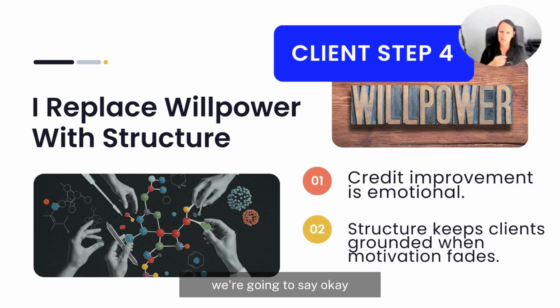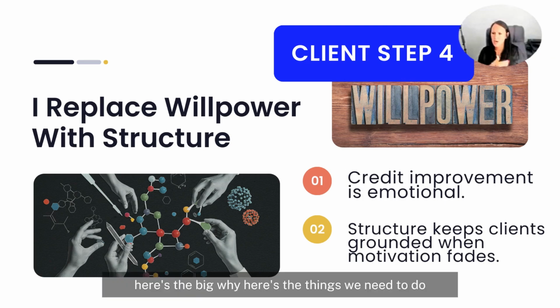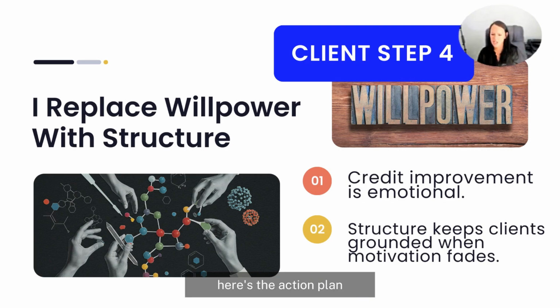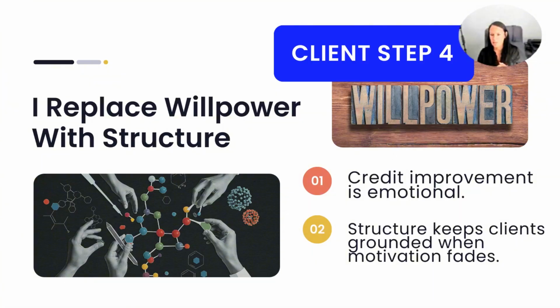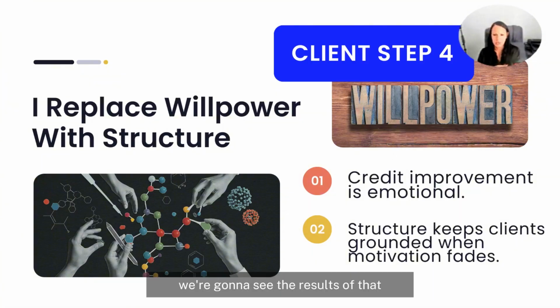We're going to say, okay, this is your goal. Here's the big why. Here's the things we need to do. Here's the action plan. We're going to go down this list. I'm going to give you 2 things each month that we're going to hone in on. You can do as many as you want, but these 2 things we have to have done for the next 30 days. In 30 days, we're going to check that, we're going to see the results of that, and we're going to have another 30 days. The faster that we can get through that, the faster you get to your goal, right?